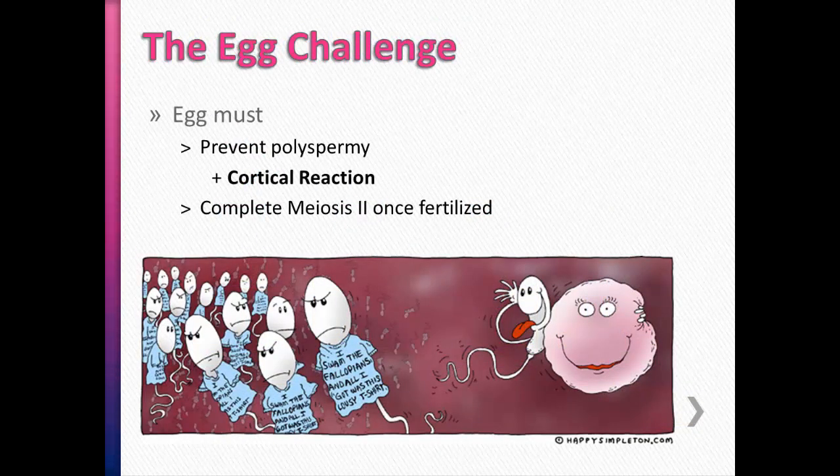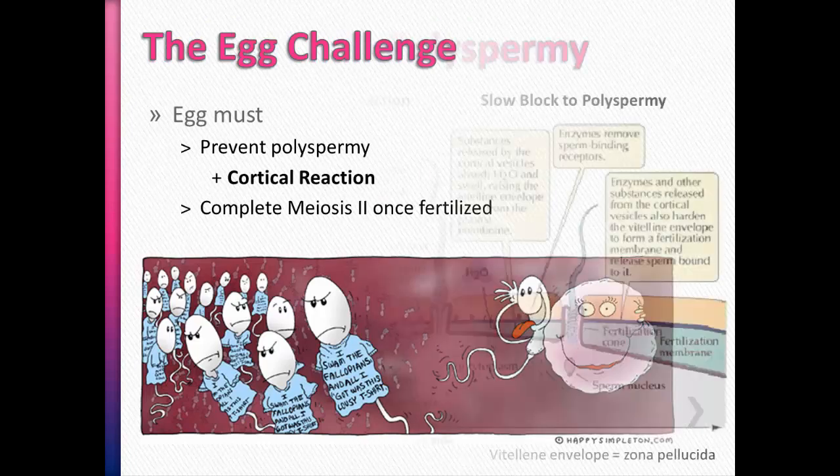But now the egg has a challenge too. It's got to prevent polyspermy. That is, it only wants one sperm to penetrate it and not 100 or even two sperm. So that's going to be the prevention of polyspermy, which is also a cortical reaction. And then once a sperm does penetrate and release its cytoplasm inside that oocyte, the egg has to complete meiosis too to end up being truly fertilized.